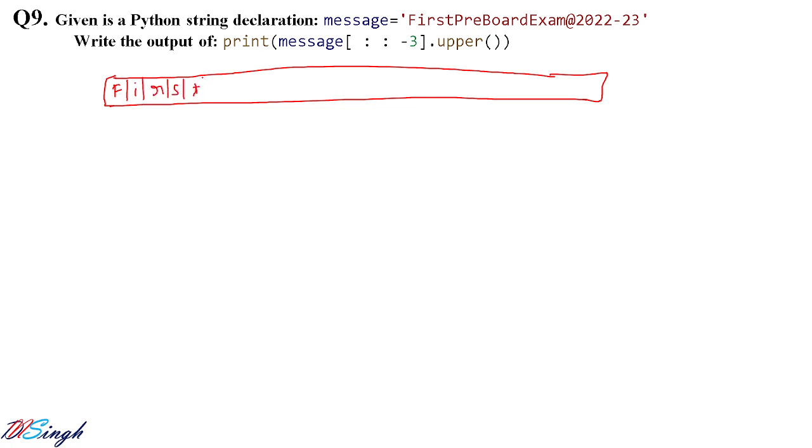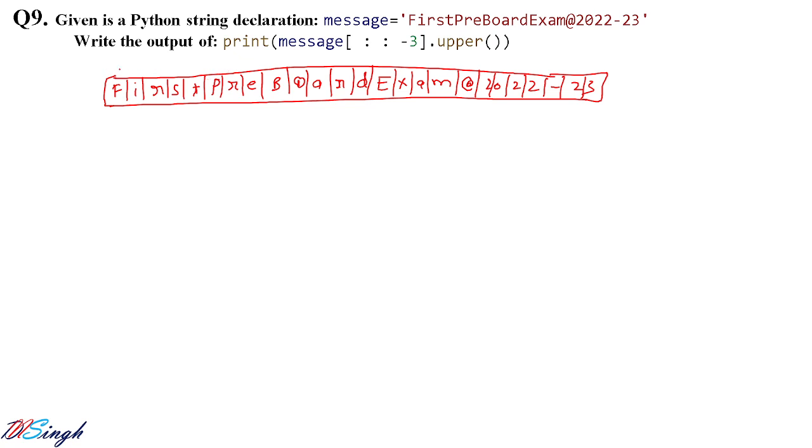FIRST, pre, PRE, board, BOARD, pre-board. Okay, and examinations, EXAM, then at the rate, 2022, and then hyphen 23. So this is our string, and there you need to keep that in mind.